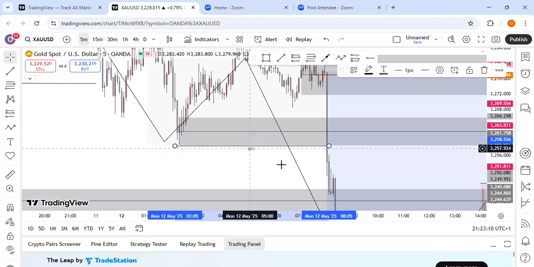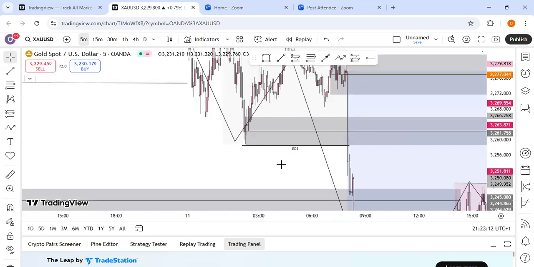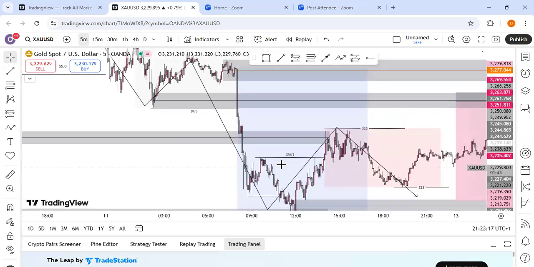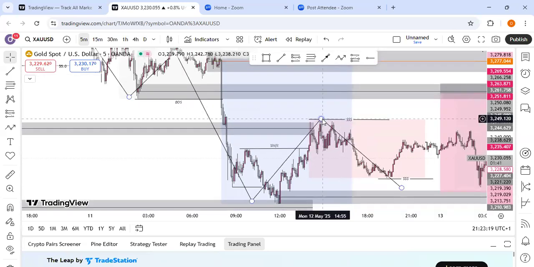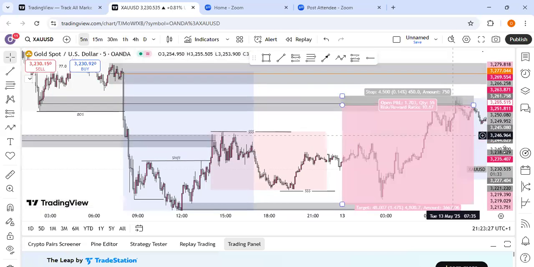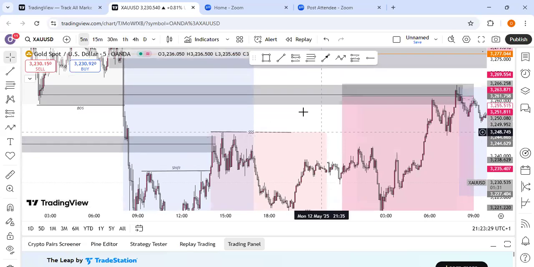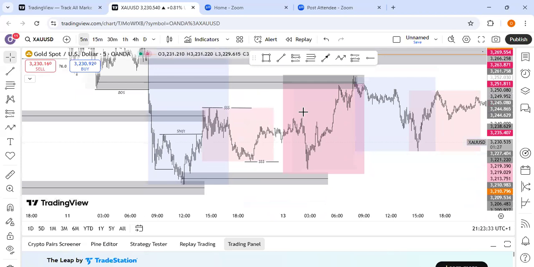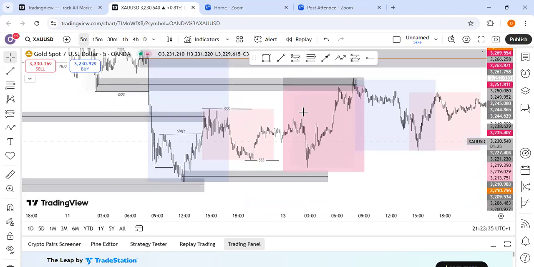After this break, the moment we see an inducement here, which is the first pullback, I will know that this is going to be our new entry, which is the mitigation block. If you understand the hierarchy of the PD array, premium and discount array, you understand this. Mitigation comes before breaker or other block.